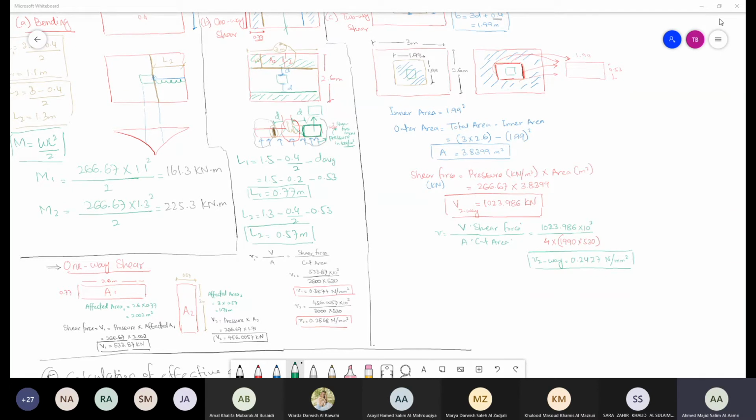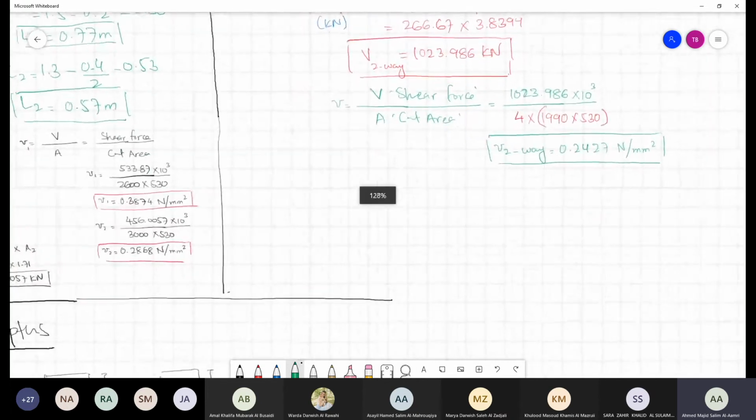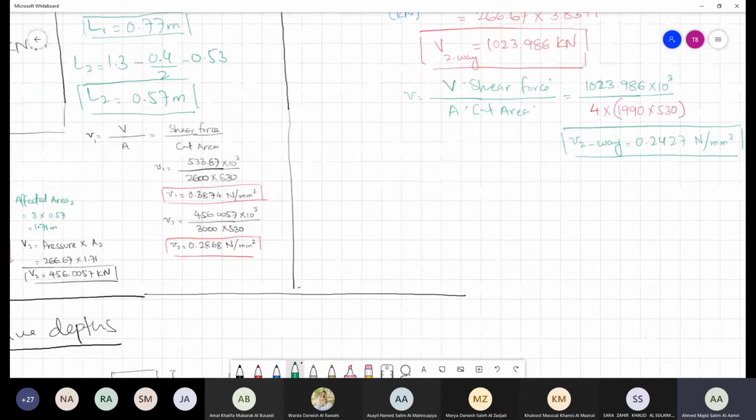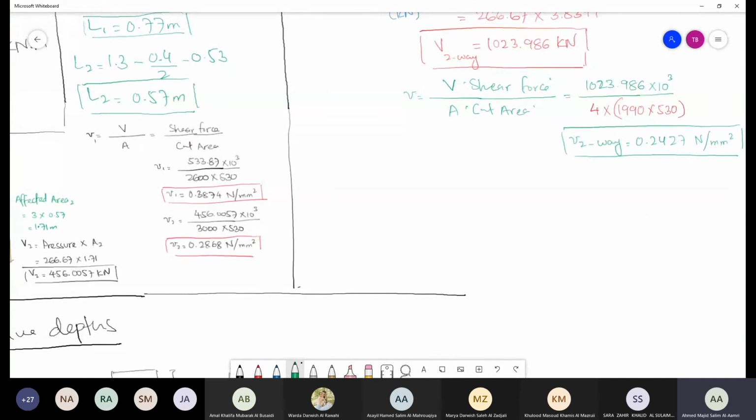And then we have another shear stress, which is the capacity of the concrete. And you can see at that time whether you require to add additional depth or not, if your concrete shear strength is strong enough to take these two values of 0.2427 for two-way and 0.3874, because in one way we have two values, you will check for the highest, of course.